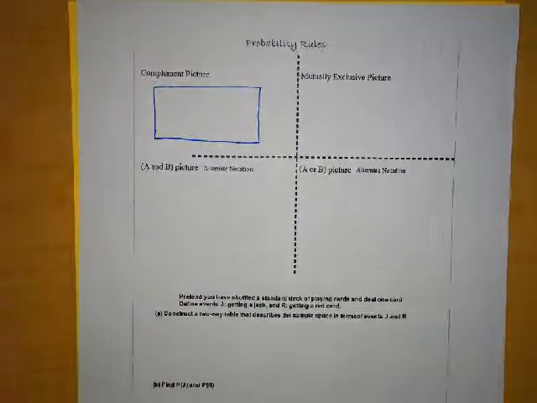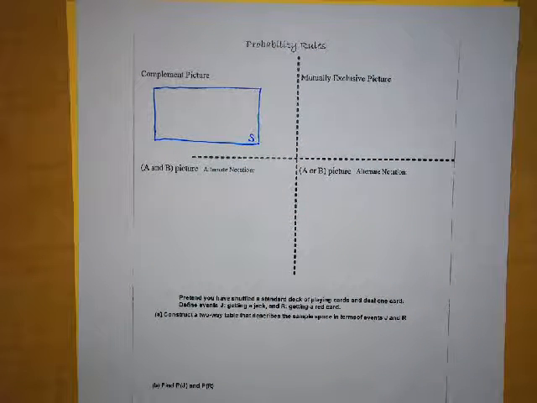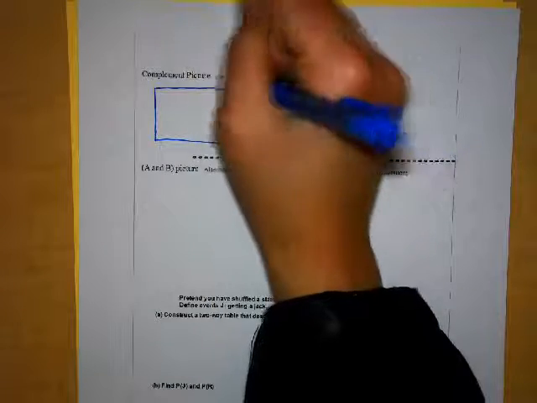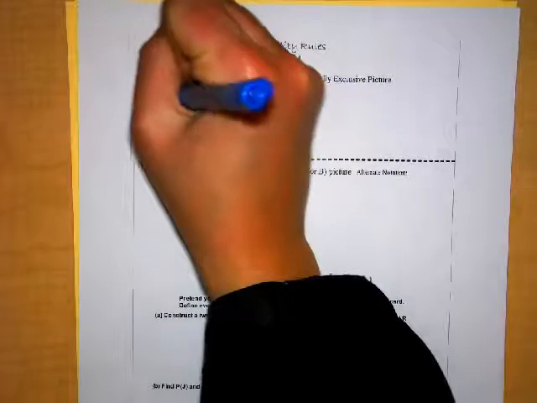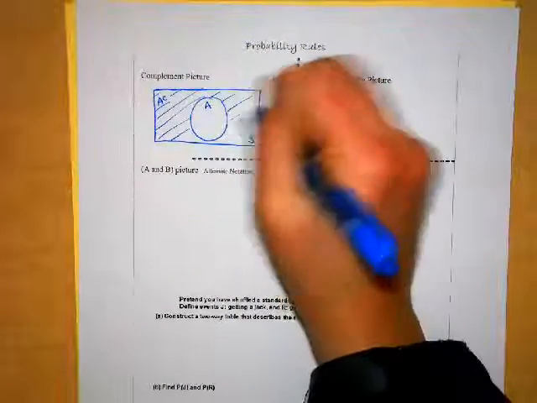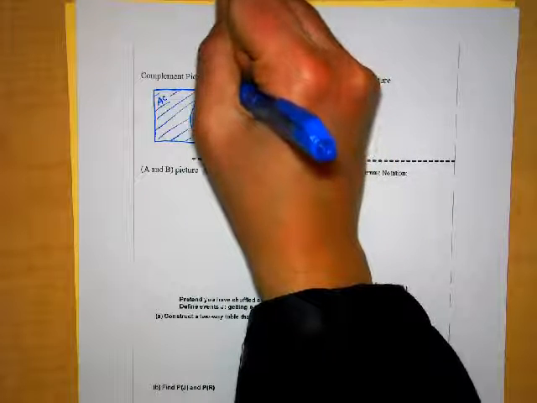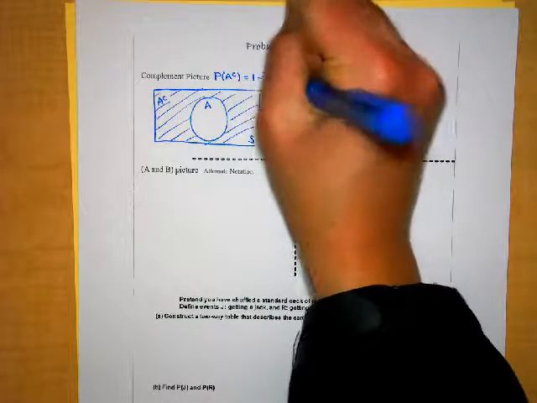So remember, we always draw a box, sample space. So we label it with an S. Complement picture. So here's A. Here's a complement. Everything outside the circle A is the complement, A not happening. And just as a reminder, probability rule number 1, probability of A complement is 1 minus the probability of A.